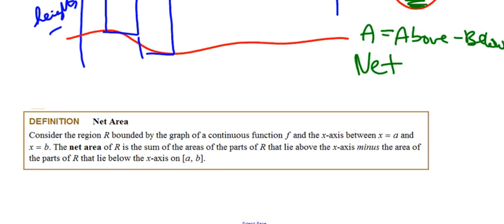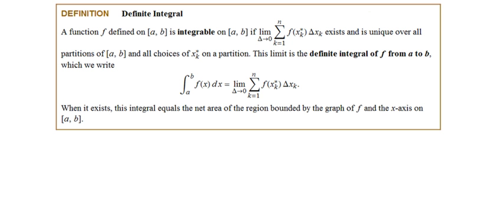The definition of net area: the region R bounded by the graph of a continuous function and the x-axis between values of a to b, and the net area is the sum of the areas of the parts that lie above minus the area of the parts that lie below. We want to talk about that today, and I'm going to do a couple examples. But first, right into the definition of a definite integral.